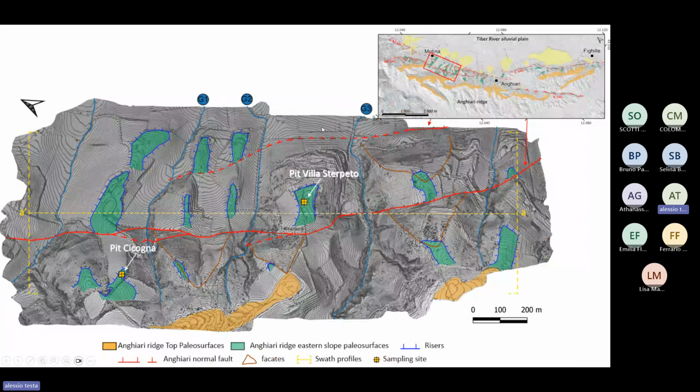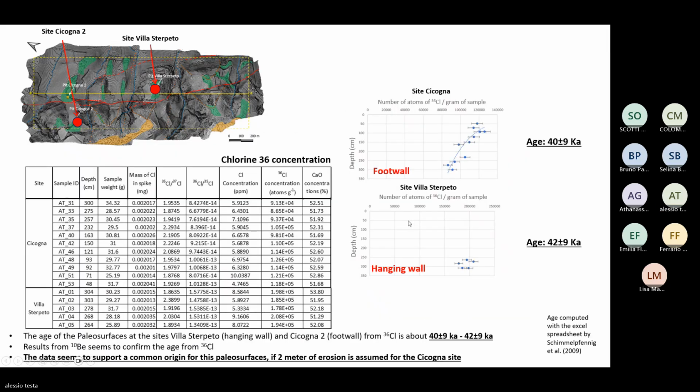So to verify our hypothesis, we improved the detail of our analysis, acquiring a DTM in the area where most of the surfaces are located. And we mapped the same features with increased detail. Then we selected two sites, one in the hanging wall and one in the footwall, to try to date the surface using the cosmogenic nuclide method.